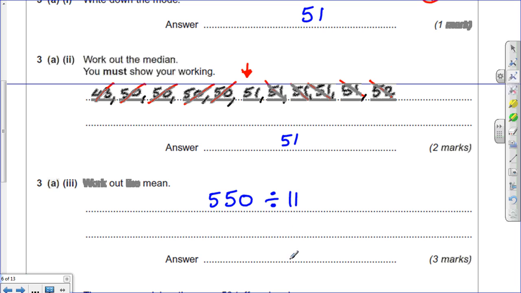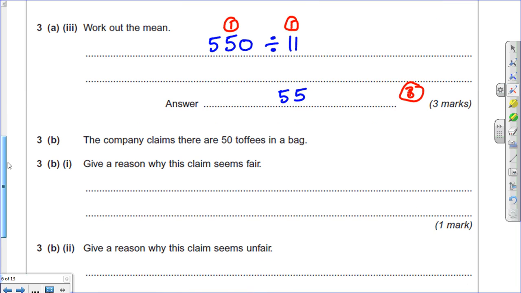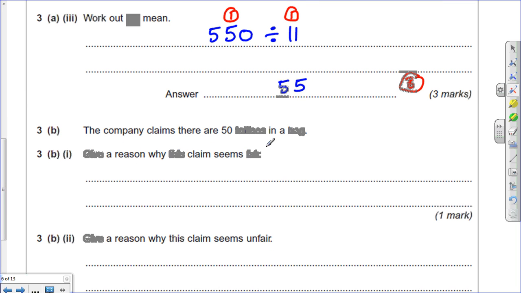even if your final answer was wrong. Right. The company claims there are 50 toffees in a bag. Give a reason why this claim seems fair. And it would be because, on average, the mode average, there are 50. And that's using the mode as the average.